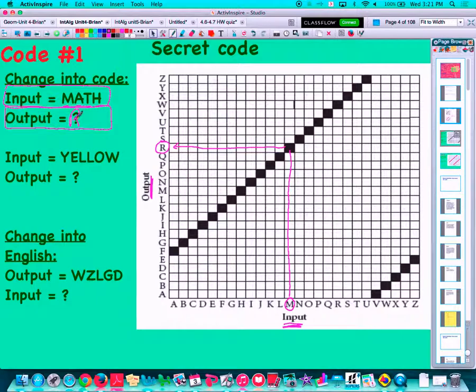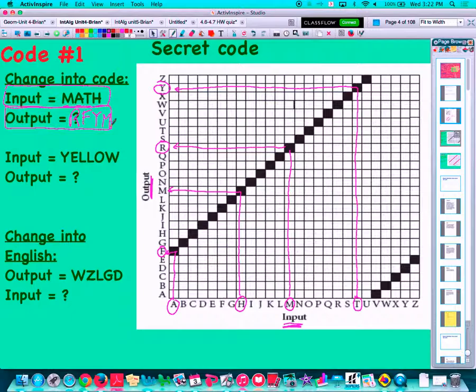Then we'll go to letter A, because A is the next letter in math. We'll find A on the input and follow it up to our black square there, and then over, so basically right there. So then that gets us to letter F. So our next letter for the secret code is letter F. Our next letter for math is T. So find T on the input, follow that up to the graph, and then over, and you can see T would go to an output of the letter Y. And finally, the letter H is an input, and following that up and over gets us to letter M.